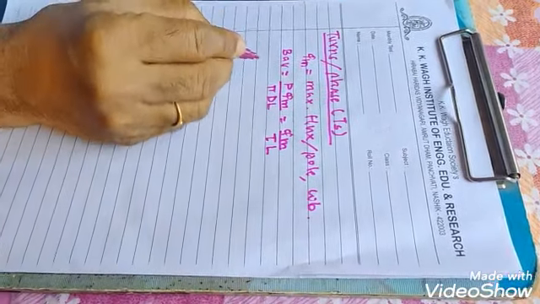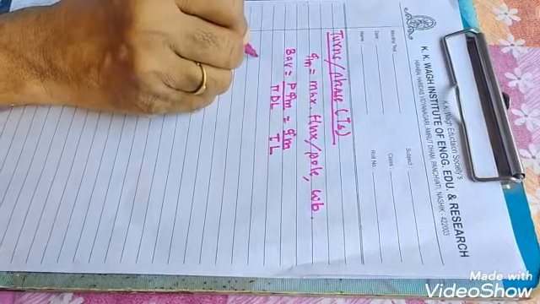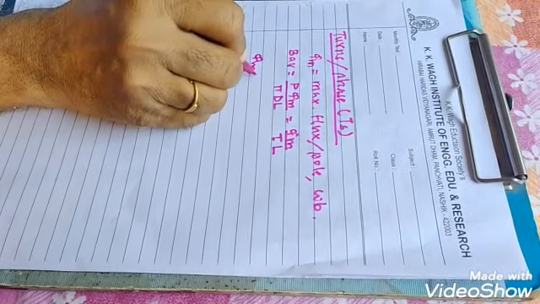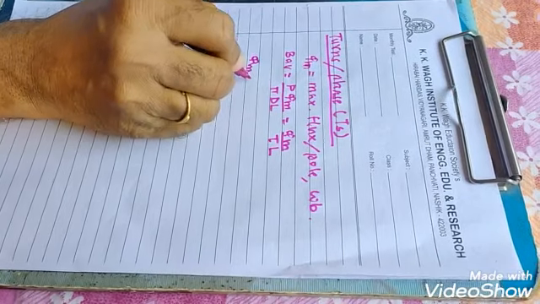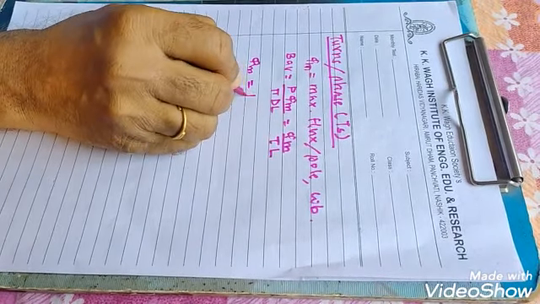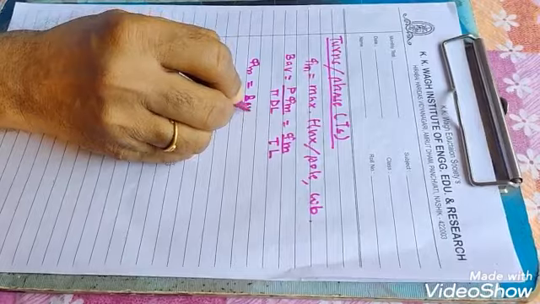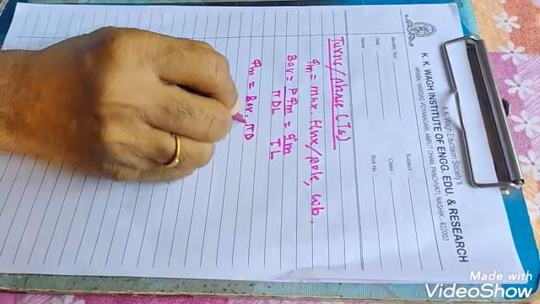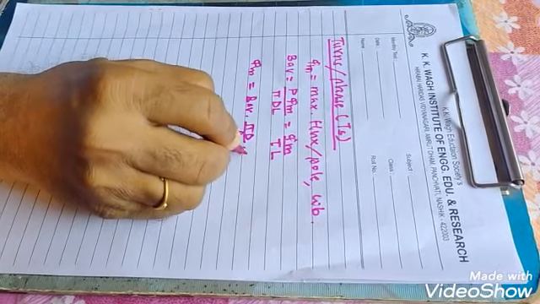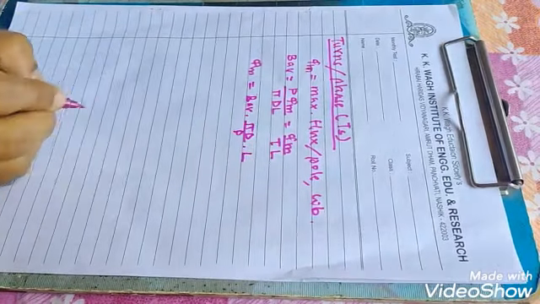From this, calculating phi m, maximum flux per pole, this is equal to B average into pi D upon P into L.